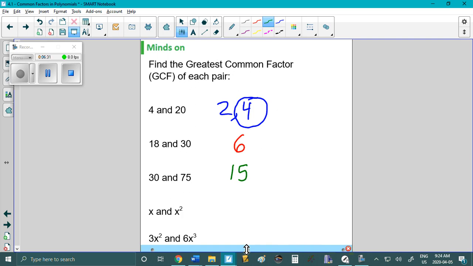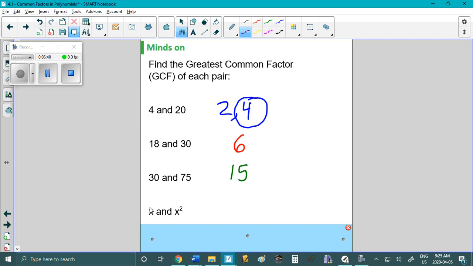All right, last two. Let's say one more, and then the last one. All right, try to find the greatest common factor of x and x squared. This one's a little trickier. I'm going to get you to pause now. Okay, so if you had trouble with this one, that's fine. It's a bit of a new concept today.